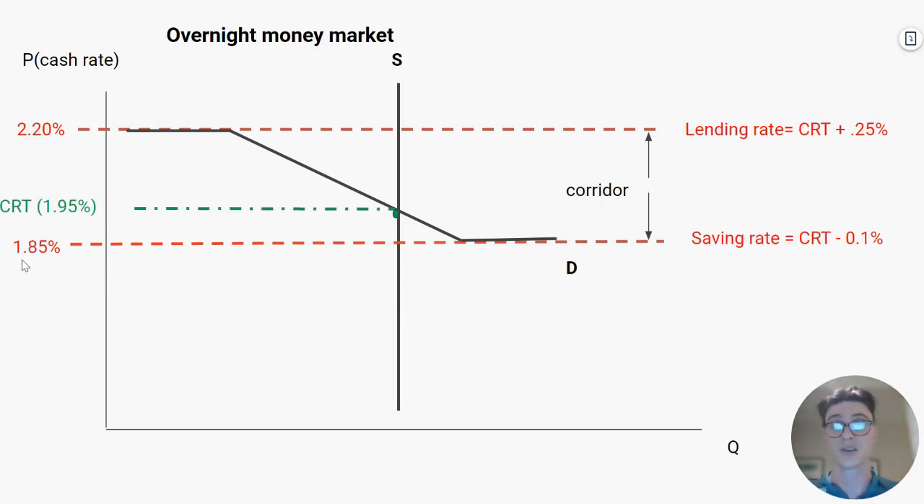So you can see the savings rate has gone from 1.75 to 1.85, which is the cash rate target minus 0.1%. The cash rate target is now 1.95, so it's actually the same as the actual cash rate. And the ceiling is now 2.2, which is the cash rate target plus 25 basis points. Now transactions will take place within the new corridor. And if they wanted to decrease the cash rate, they'd do the same, just the opposite way.